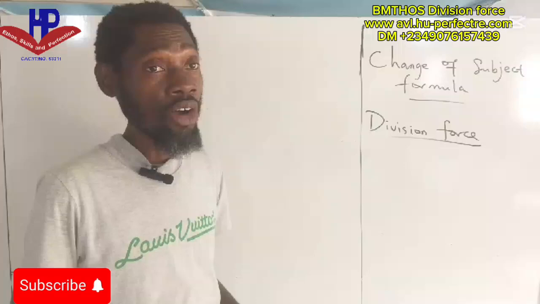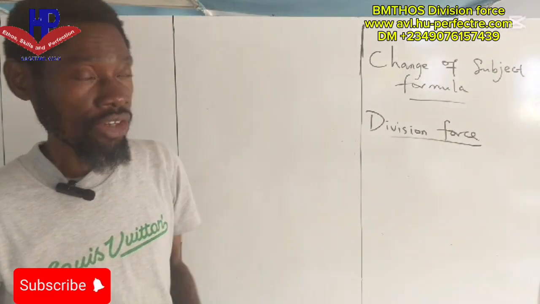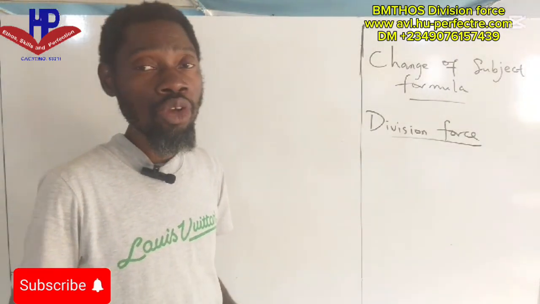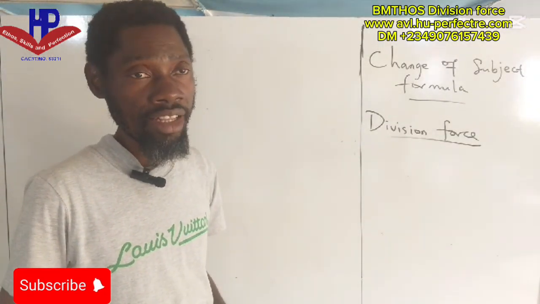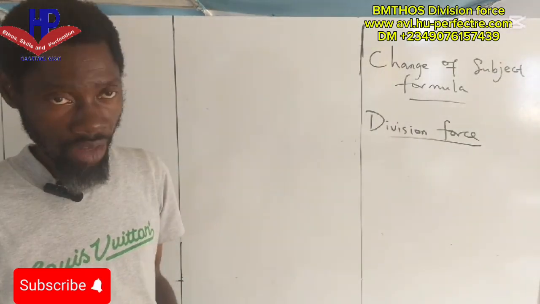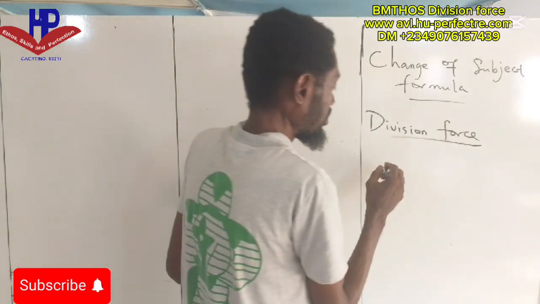If the binding force in a given change of formula is division, how do we go about solving or making the specified variable the subject of formula? Let's try some examples and see what we have here. Let's start with numbers.